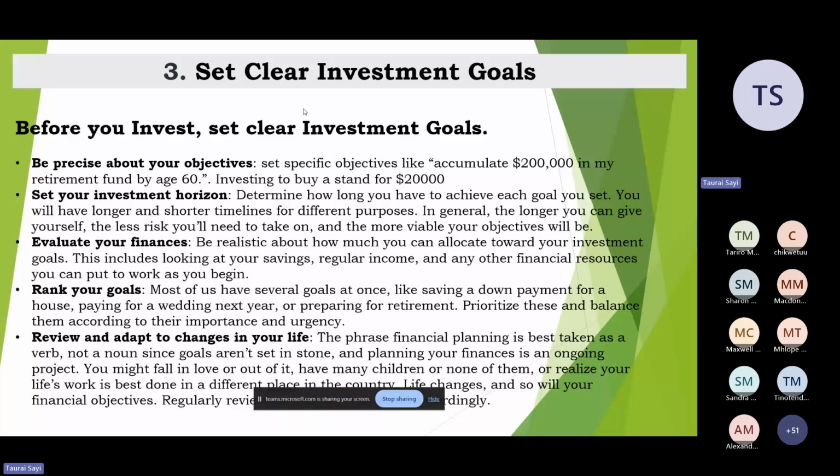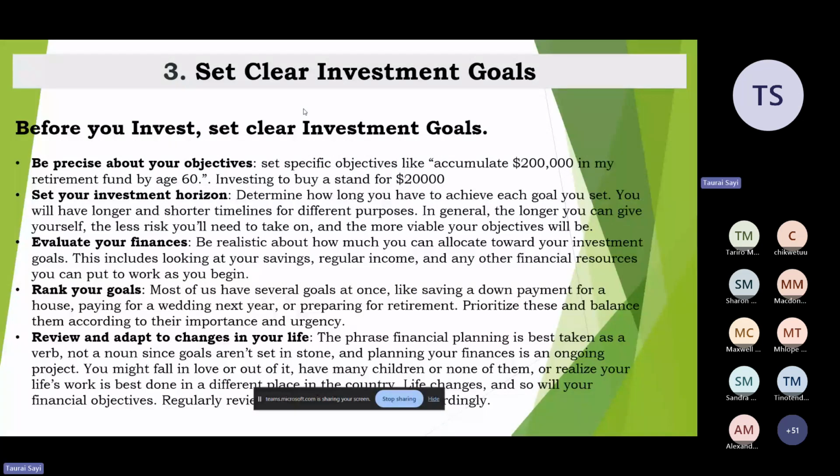Right. Also, before you start to invest in the VFX, you need to set clear investment goals. More basically, I'm saying, why do I need to invest? Why do I need to put my money on the VFX? So before you invest, set clear investment goals, be precise about your objective, set specific objectives like to accumulate 200,000 in my retirement fund by 60 years, or invest to buy a stand for 20,000.